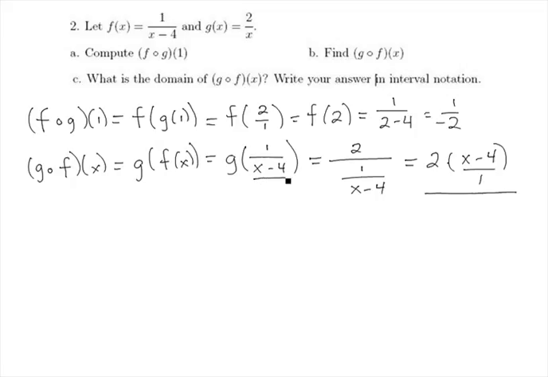In fact, we can see right here that we need to require that x not equal 4. So this composition would not be defined if x equals 4. So in interval notation, we'd write that as being everything up to 4, union 4 to infinity.